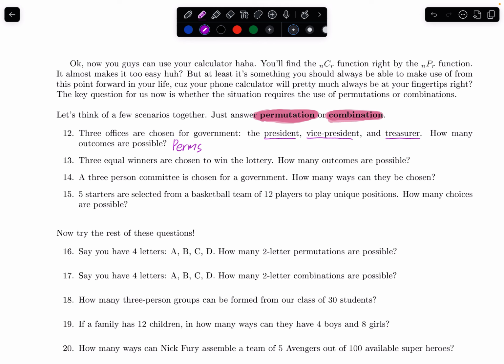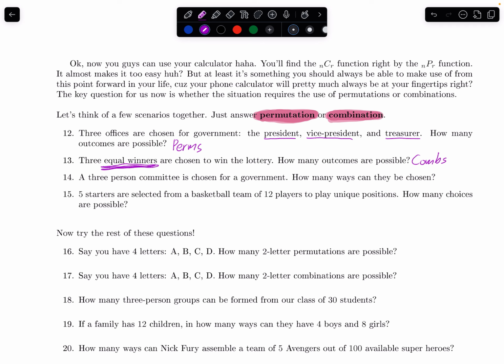Okay, number 13. Three equal winners are chosen to win the lottery. How many outcomes are possible? That would be a combination. Let's say combs. Combination because they're equal winners, right? So it doesn't matter which order they come in, just that there's three of them. They're all basically equivalent. So the order does not matter here, hence combination.